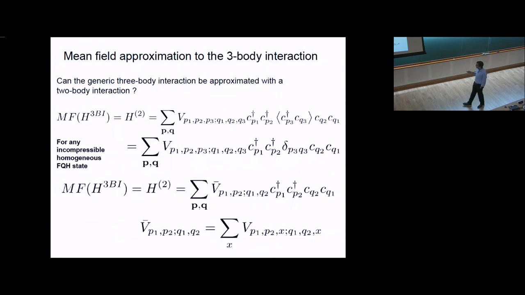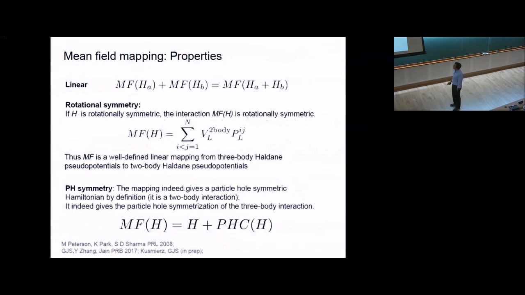With that replacement, you can make a mean field mapping of the three-body interaction to some two-body interaction with matrix elements that are given by a linear transformation of the original matrix elements of the three-body interaction. You can analyze this a little bit and show that this mean field mapping is a linear mapping. It is rotational symmetry preserving. That means that if the original three-body interaction is rotationally symmetric, the mean field two-body interaction is also rotationally symmetric. Somewhat more non-trivial is the fact that the mean field Hamiltonian that you obtain from the three-body interaction is exactly equal to particle-hole symmetrization of the three-body interaction.